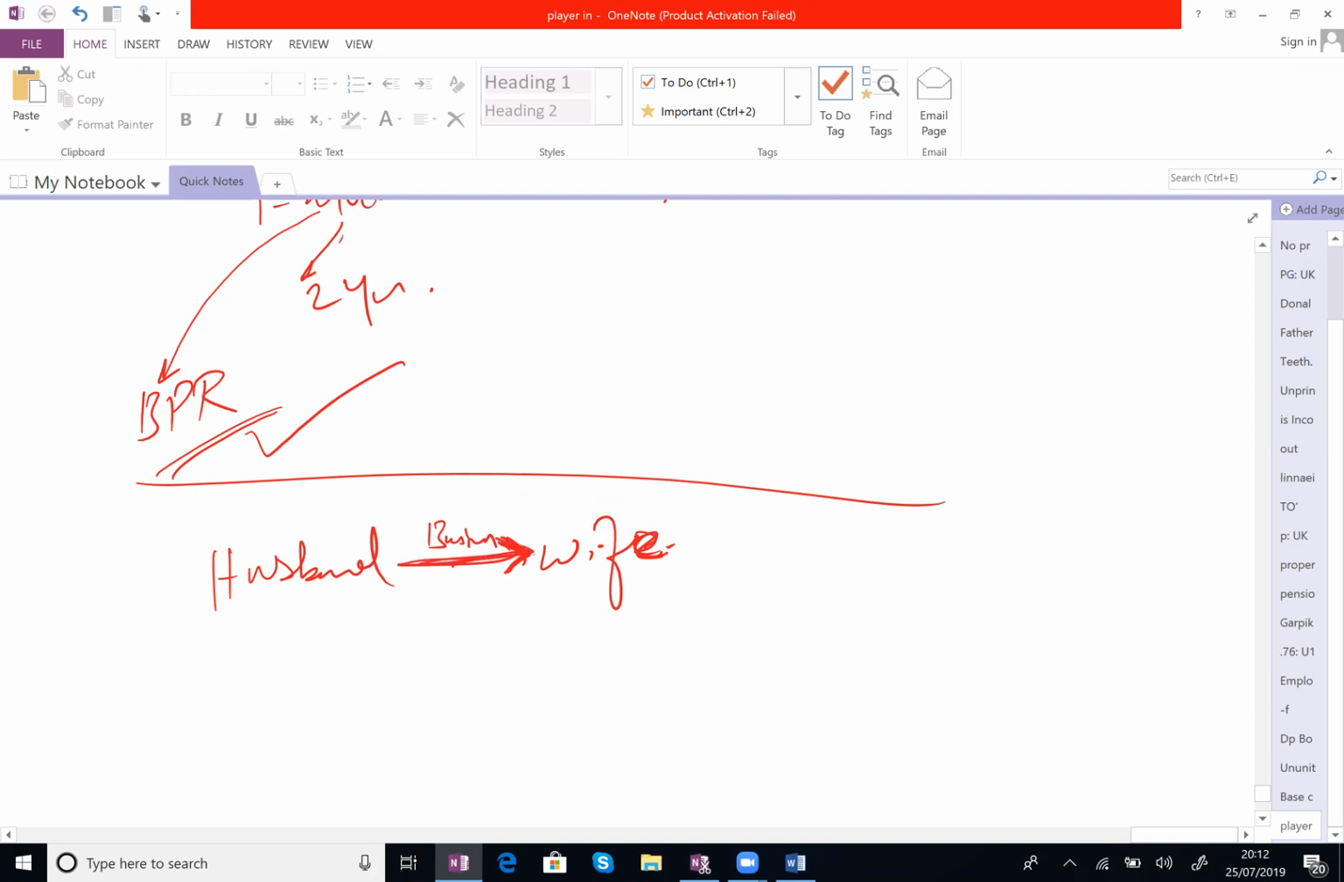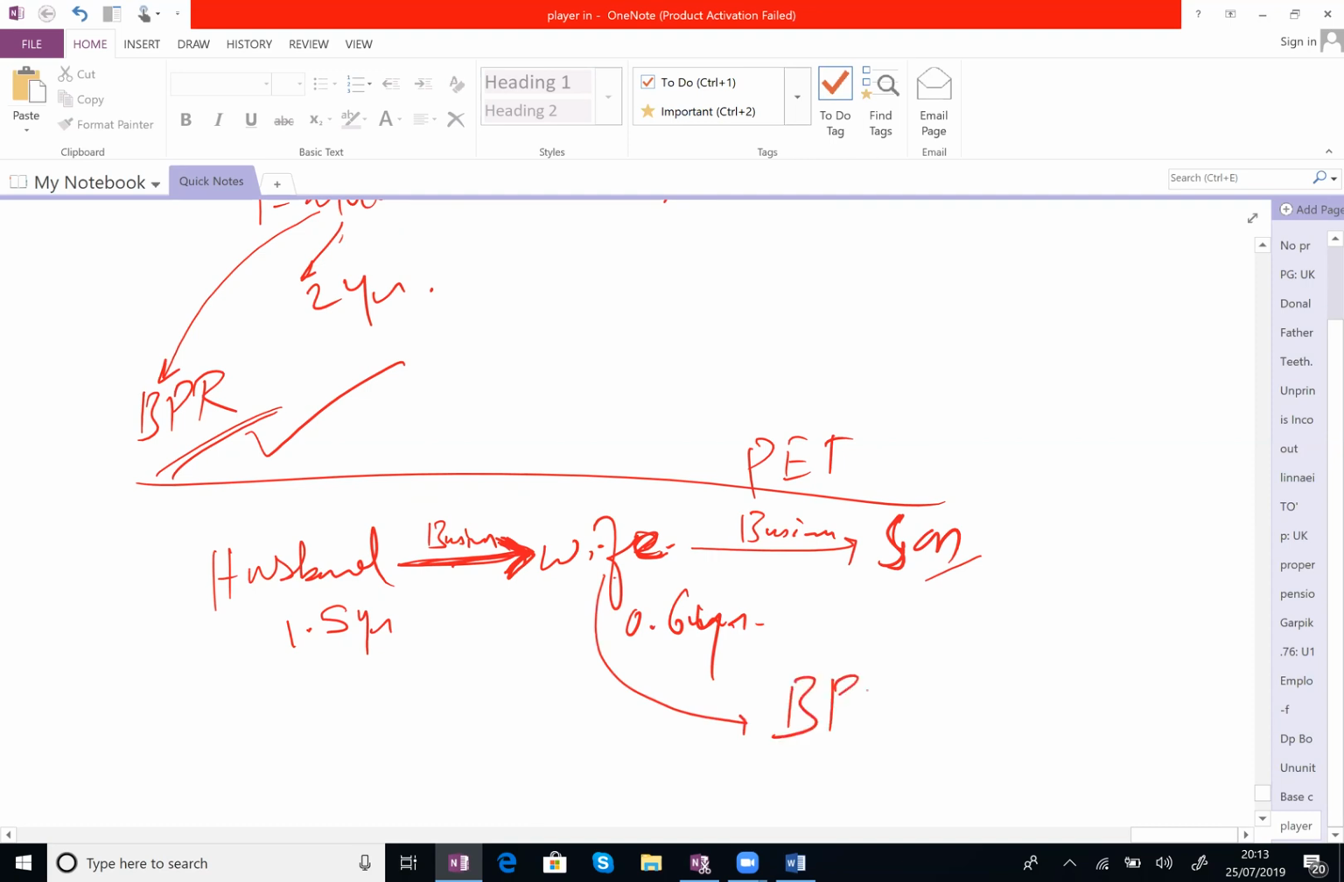For example, the husband's ownership is 1.5 years. And the wife, of the same business, has 0.6 year, which means 6 months ownership, and then she will gift it to her son. It is a PET. Now tell me whether, when the wife gifts the business to her son, the wife can get the BPR or not.